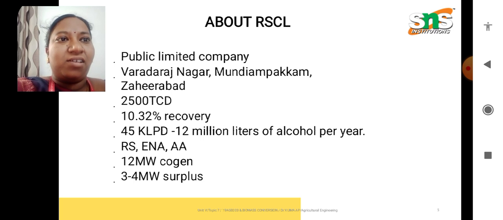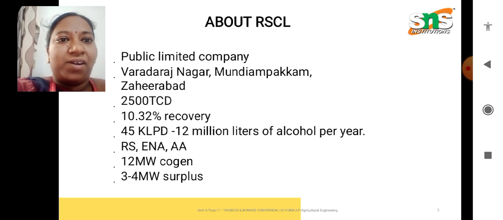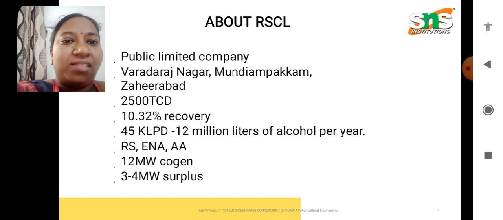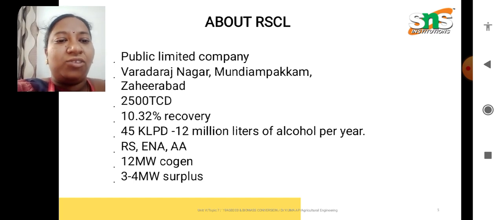Details about Rajshri Sugars. It is a public limited company. It has a capacity of 2,500 tons per day, and it recovers around 10.32%. They are producing 12 million liters of alcohol per year, and their capacity is 45 kiloliters per day. They have an installed boiler or cogeneration plant capacity of 12 megawatt, and they supply surplus power to the grid of around 3 to 4 megawatt.